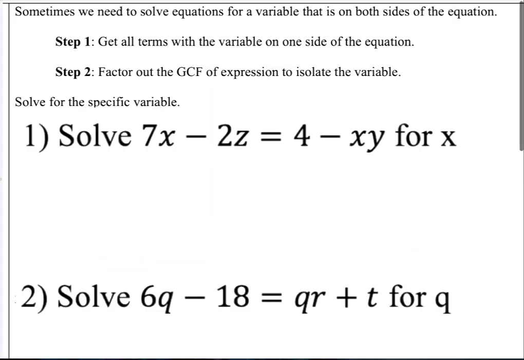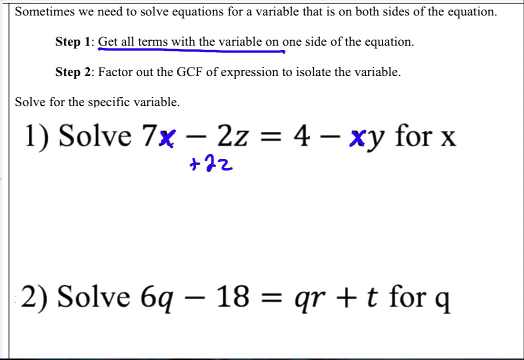All right, back of that page. Now we have some where we have variables on both sides. Again, focus on the variable that we need. Okay? So we're going to get all the terms with the same variable on one side, and then we're going to kind of pull that variable out of it. We're going to factor it out. So here, I want to focus on x. So I'm going to get everything involving the x to one side. I'm going to get everything involving the rest of the problem on the other side.